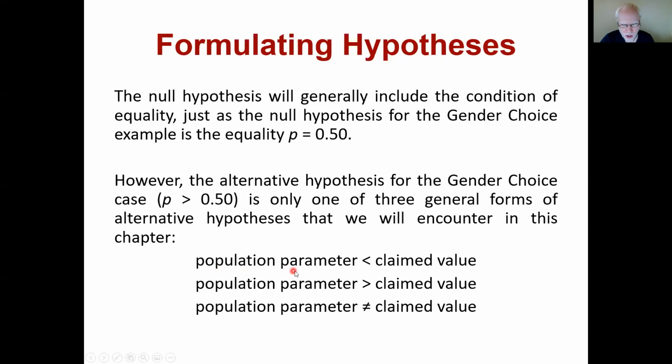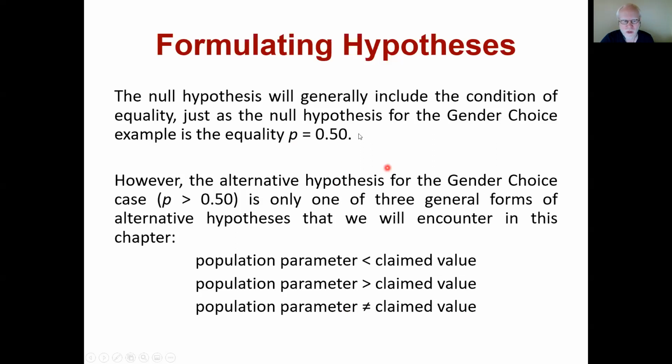Population parameter is less than a claimed value. Population parameter is greater than a claimed value. So that's what we had here in the gender choice case, where we're saying that the population parameter is greater than 0.5. In the exam case, we're saying the population parameter is less than, say, 75%. And then if we don't know the direction, we think that some things can happen, but we don't necessarily know the direction, we say the population parameter is just not equal to the claimed value.